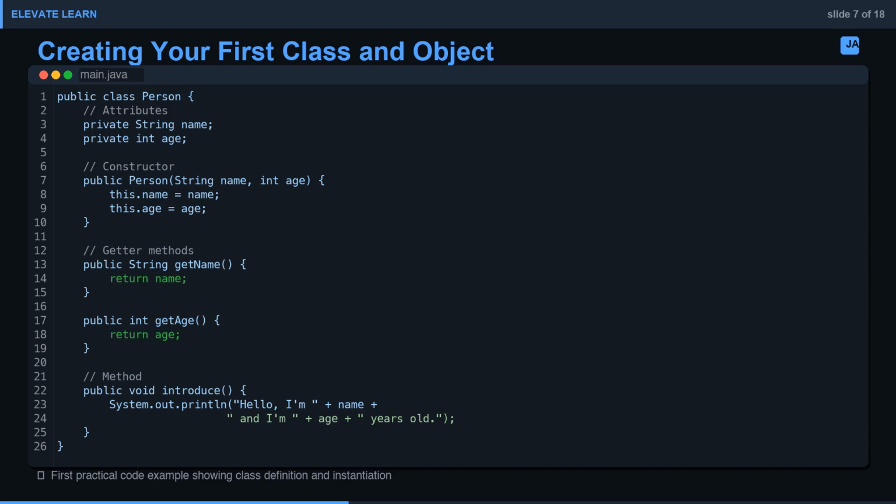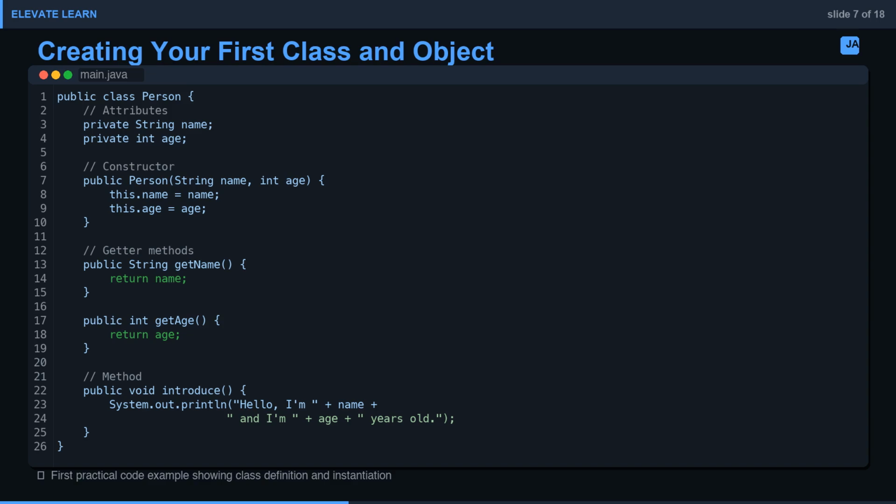Notice this keyword, it specifically refers to the current object, distinguishing instance variables from constructor parameters. We've provided getter methods to access the private attributes safely. Then we have an introduce method that prints out information about the person.